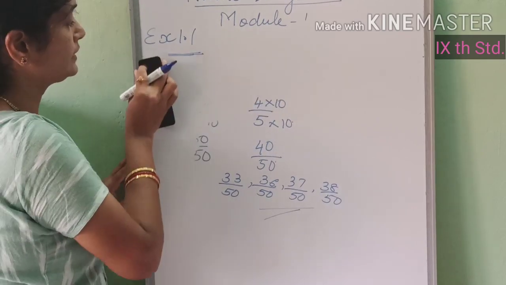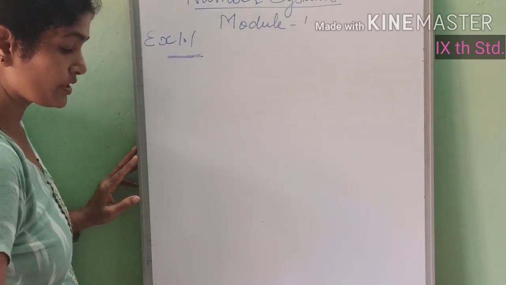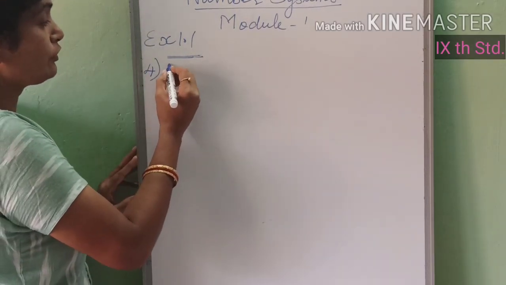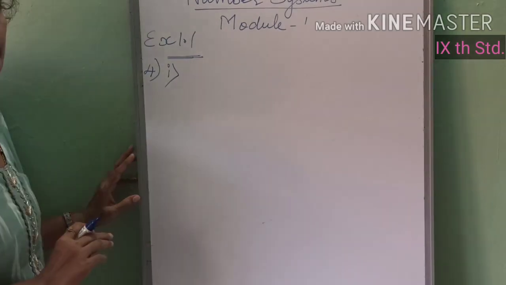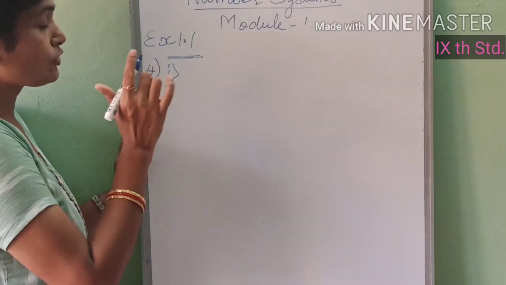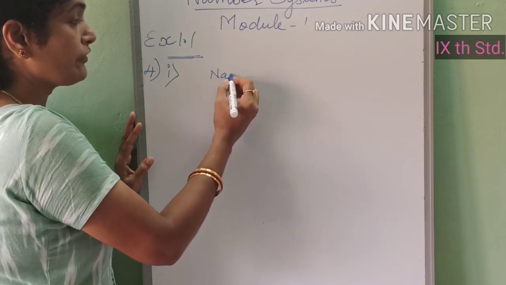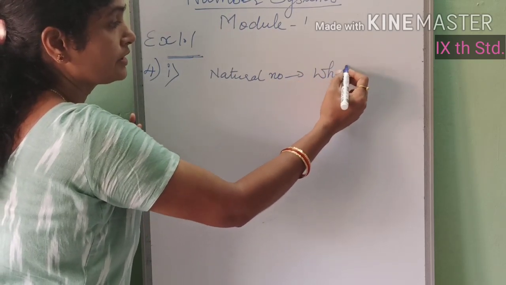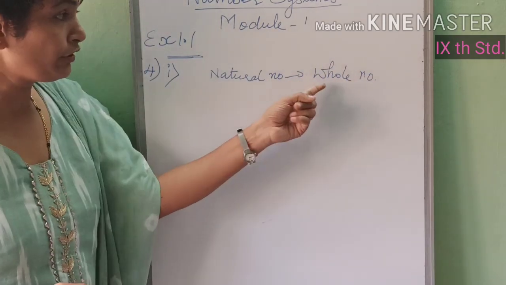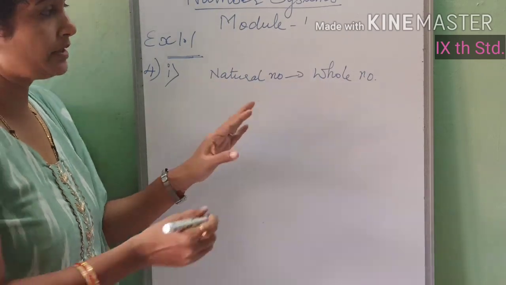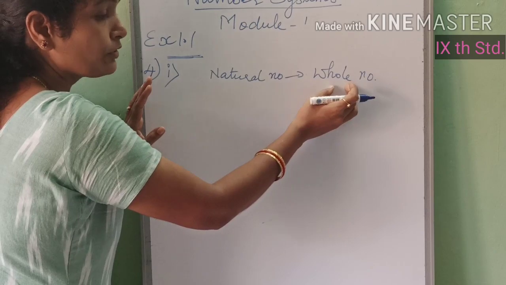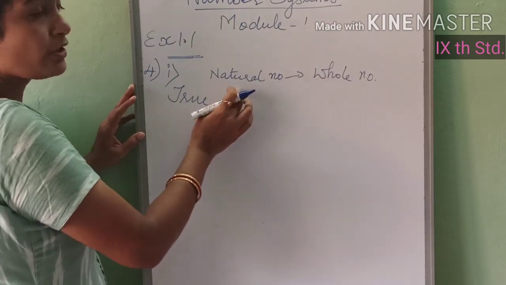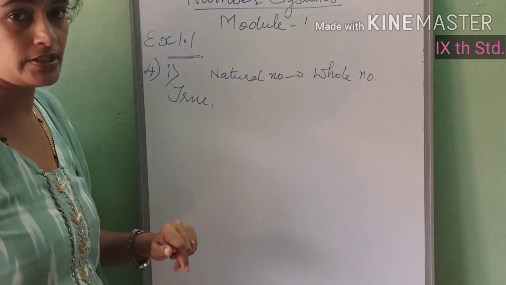Fourth question of the same exercise 1.1. They have asked you to state true or false and justify your answer. In the first one, what have they said? Every natural number is a whole number. Is it true or not? It is true, because the set of whole numbers is greater than the natural numbers, and all the natural numbers are included in the set of whole numbers. So it is true because the whole numbers include the set of natural numbers. That should be your justification.